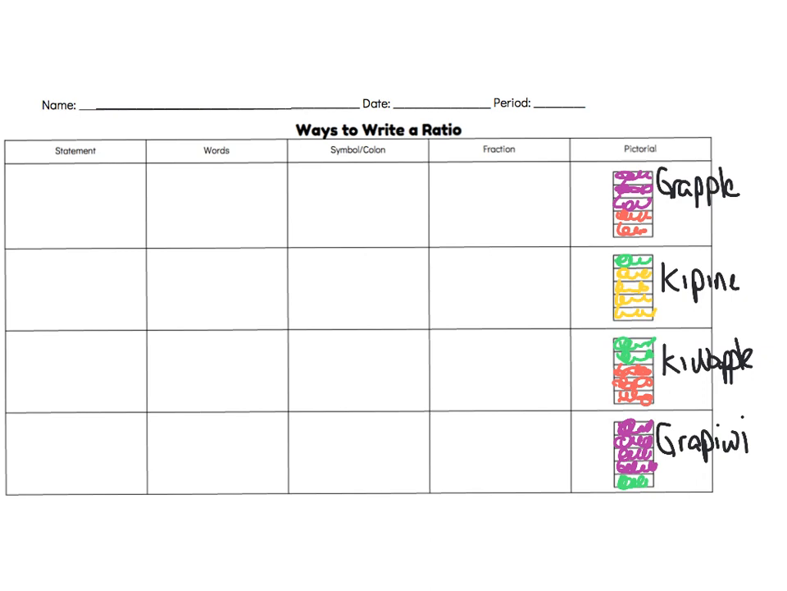Okay, so now that you colored everything in, let's write in a statement. The first statement for a grapple is going to be 3 parts. And I'm just going to put 3 grapes, 2 apple.